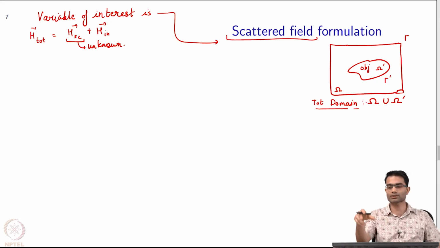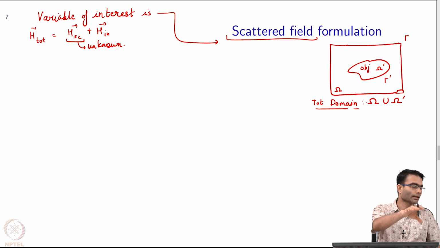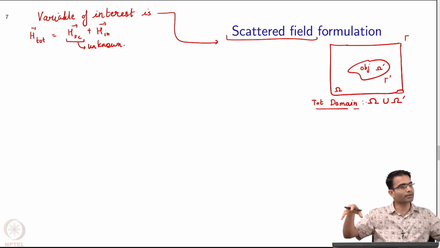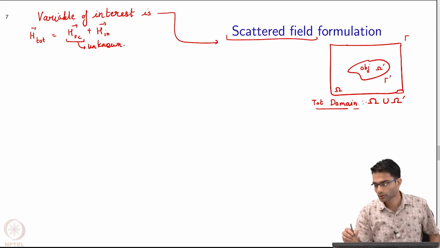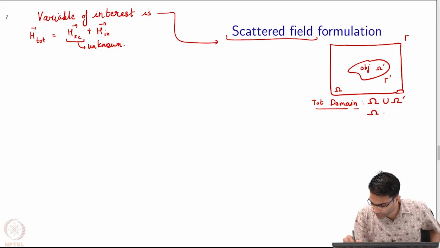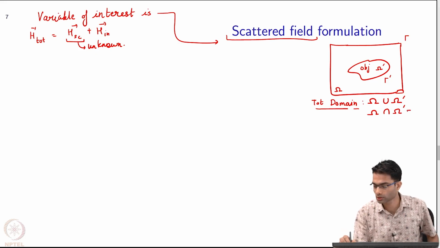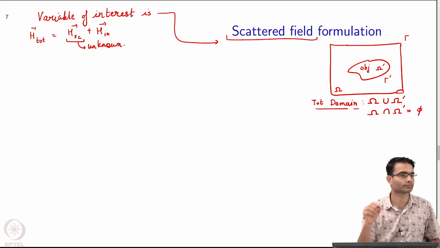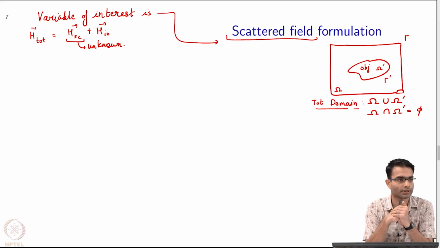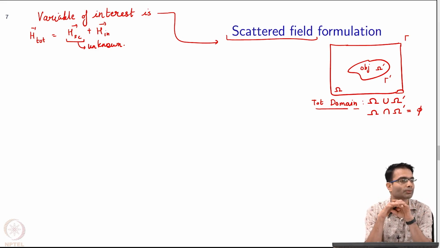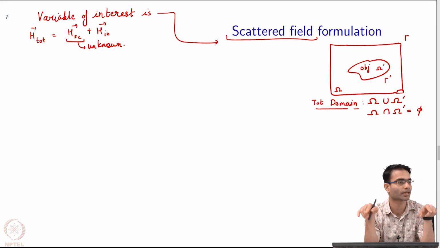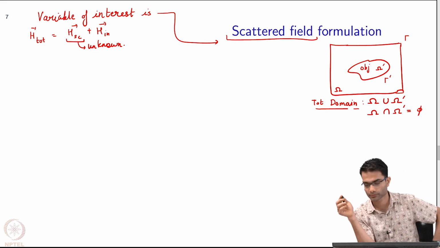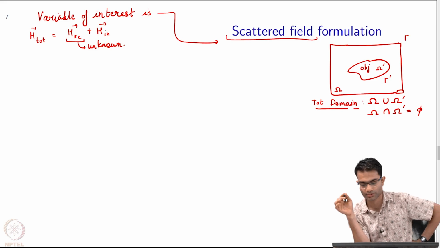For example, this object could be an aircraft and it is surrounded by air. So, air is omega, omega prime is the object. If you want to be very particular, the intersection of these is the null set, so that makes it clear there is no intersection. I have broken up the domain into two disjoint regions, and they share a common boundary gamma prime. So, there should be no confusion about this.